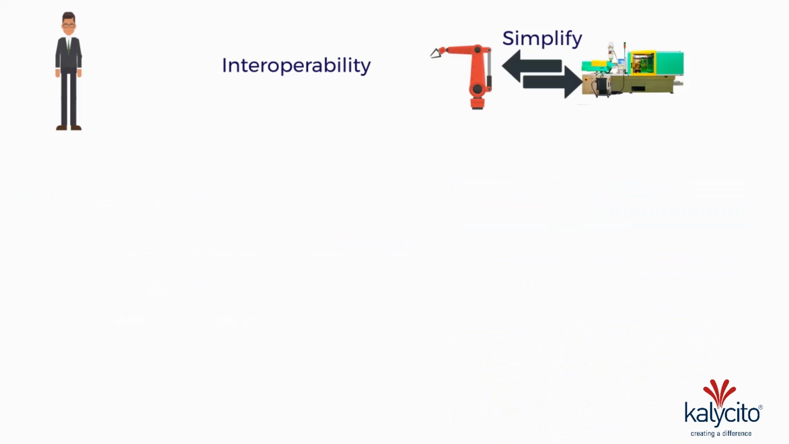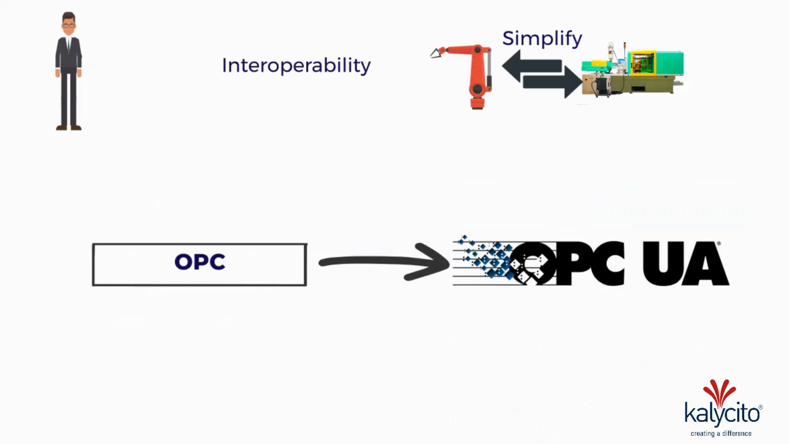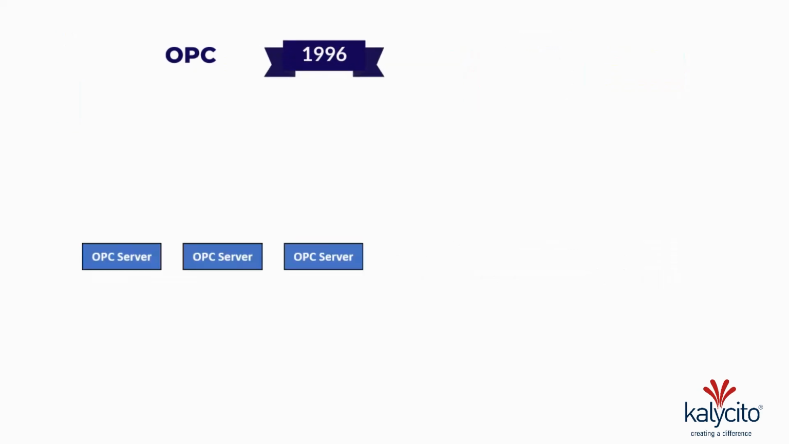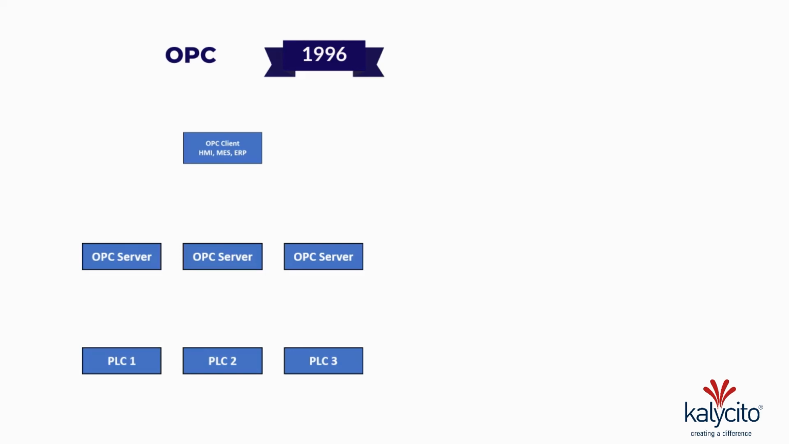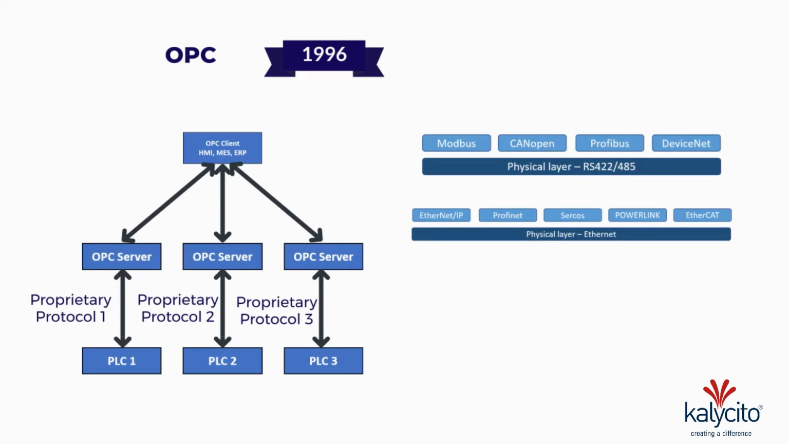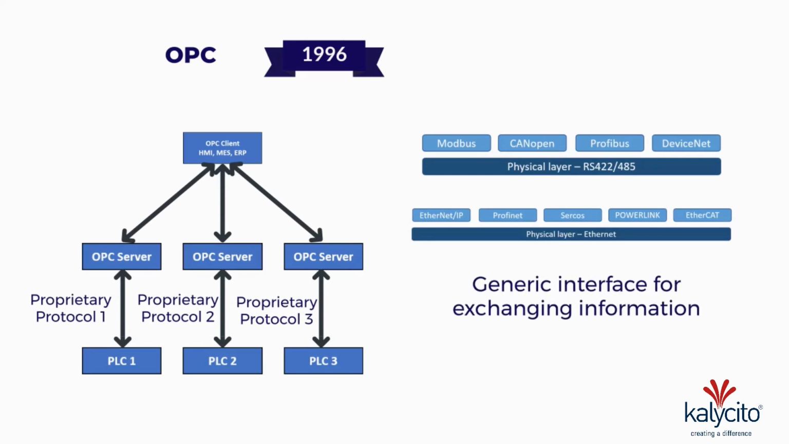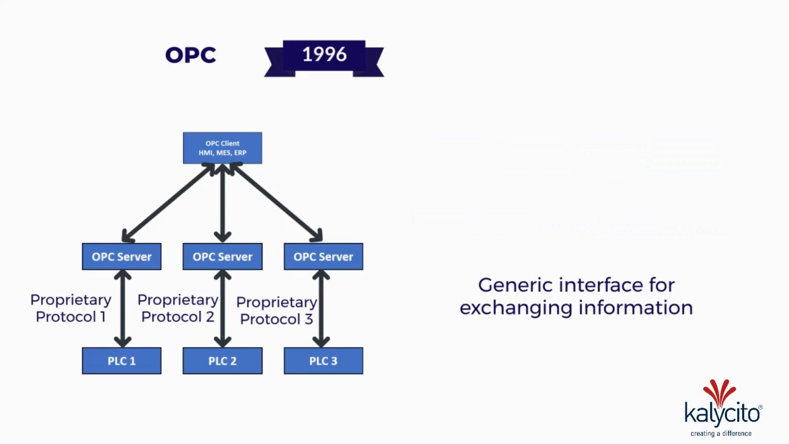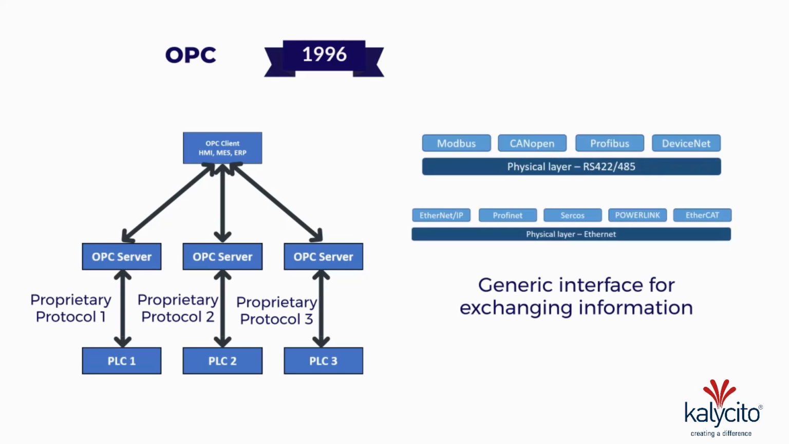The interoperability challenge also led to the creation of OPC and its evolution to OPC UA as we know it today. The OPC standard was first released in 1996 with the aim to provide a standardized communications layer between human-machine interface or supervisory control and data acquisition systems and programmable logic controllers or PLCs. This requirement came up since PLCs used different protocols such as Modbus, Profibus, etc. as mentioned earlier, and there was a need to provide a generic interface for exchanging information irrespective of the underlying protocol that was used.